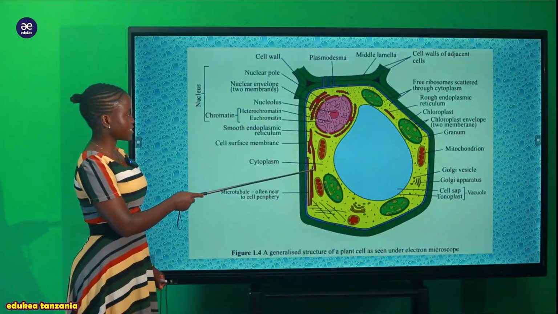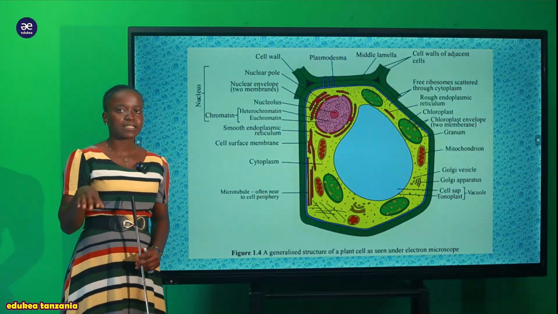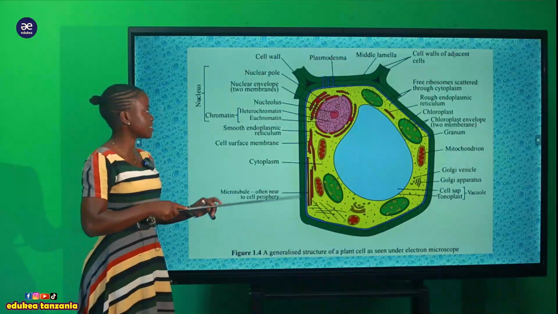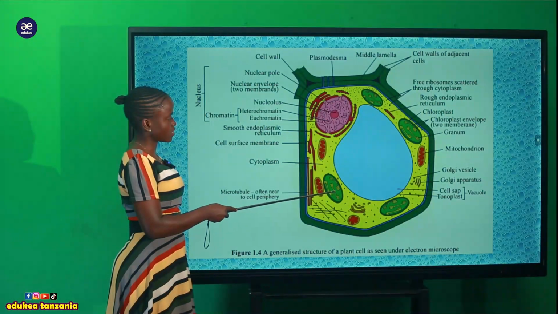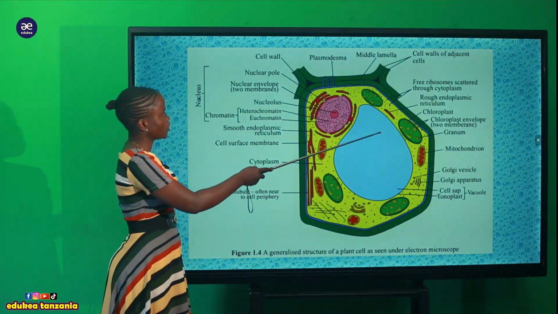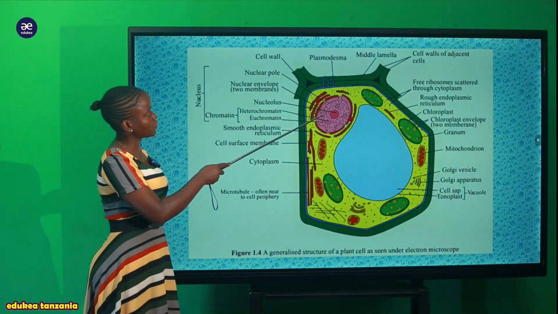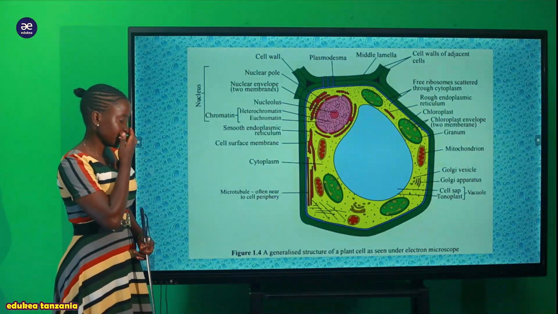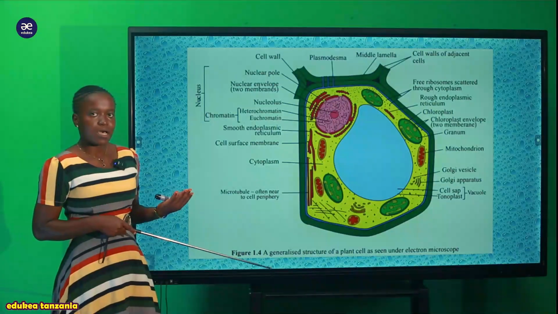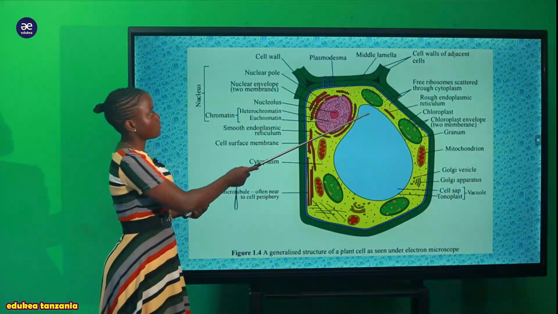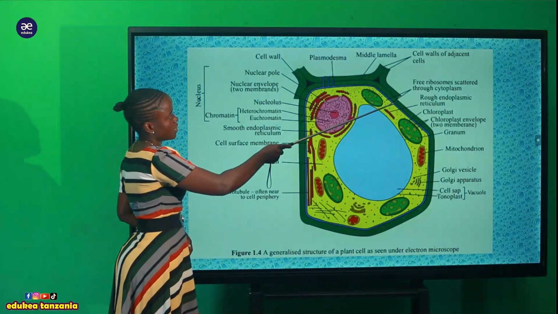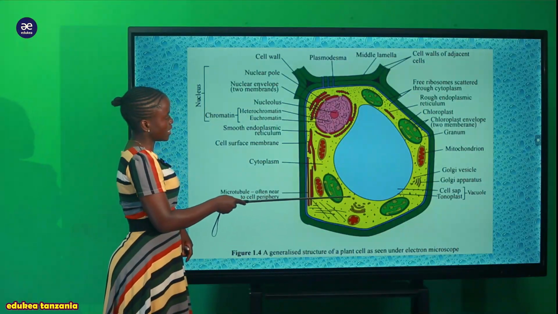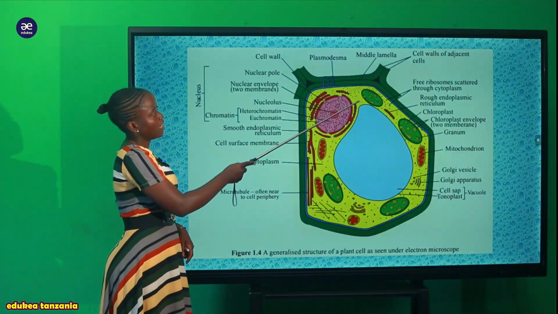So the role of cytoplasm is that it acts as a house of a cell, so that different organelles are suspended. So now you can see we have this chloroplast, we have Golgi apparatus, nucleus, mitochondria, and so on. They are just suspended within it. But also, now you can see these free ribosomes. This black one that is found within this yellow is called the ribosomes.